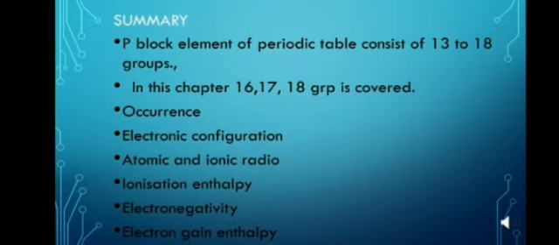Now in the group 17, we have fluorine, chlorine, bromine, iodine and astatine. They are called the halogens. In Greek it means the salt producing elements. They combine with many metals like sodium, potassium, magnesium and so on to form salts. Astatine is the last member of it and it's radioactive in nature.